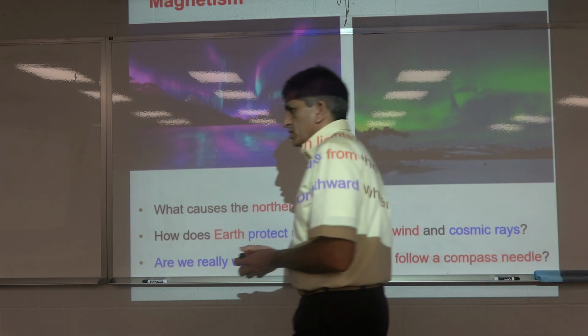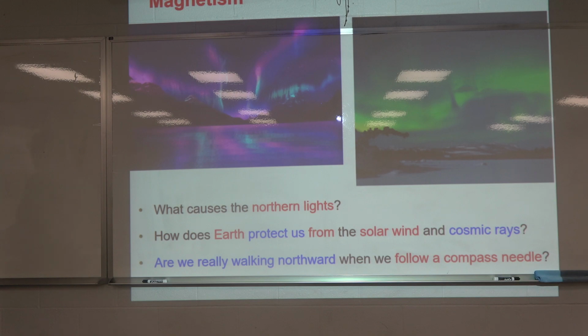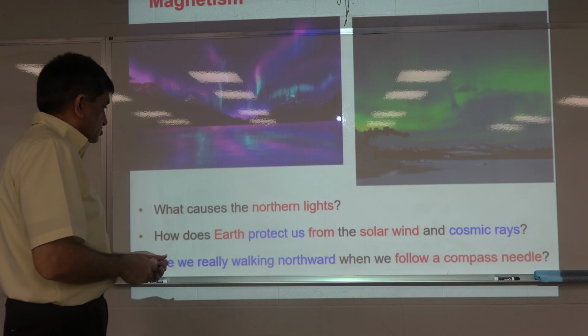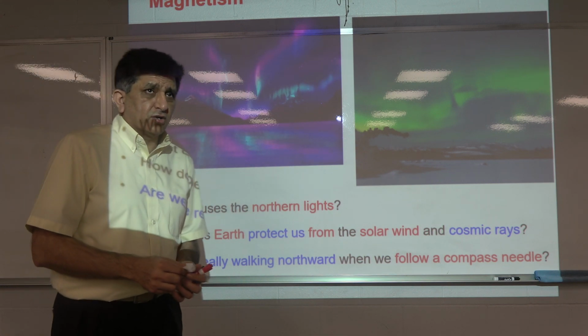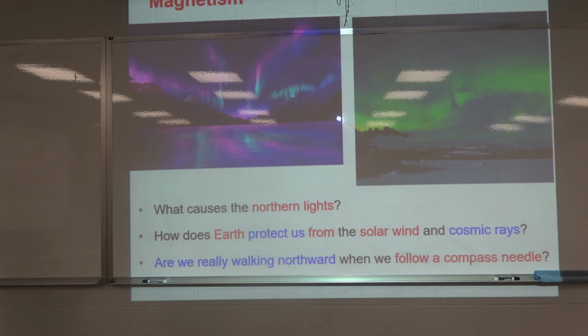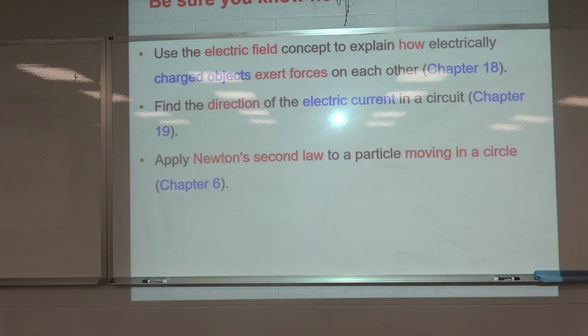So now, not only this, by learning magnetism, we will not only learn what is the cause of the northern lights, but we will also learn how the earth protects us from the solar wind and the cosmic rays due to the magnetic field of the earth. Now, when we talk about north or south, we are really going to learn today whether we are going towards the geographical north or going towards south, or we are just following the compass needle of the magnet.